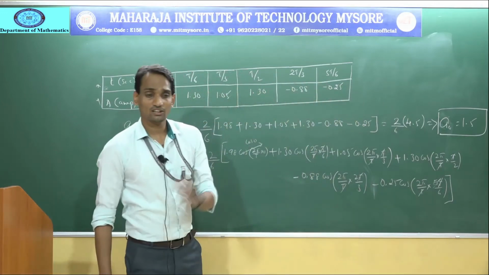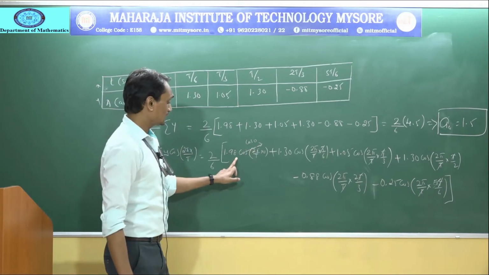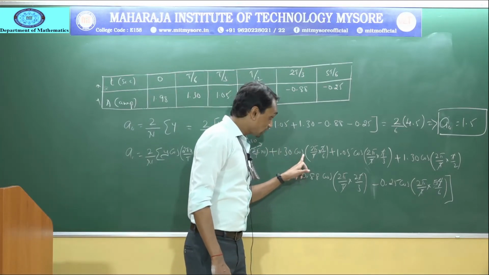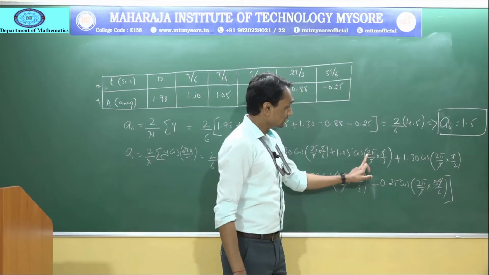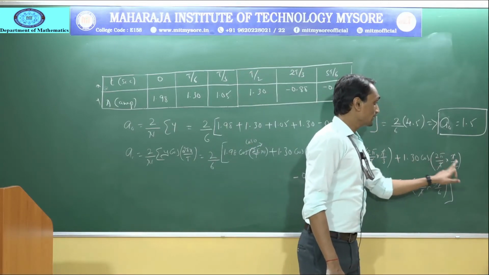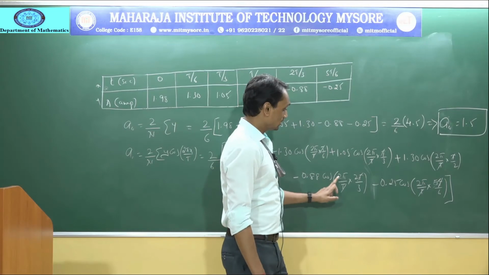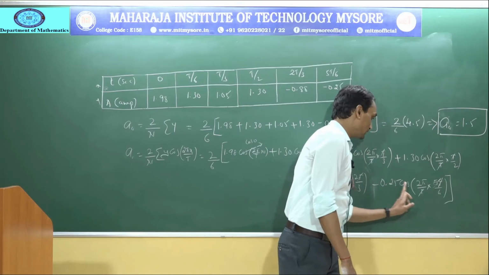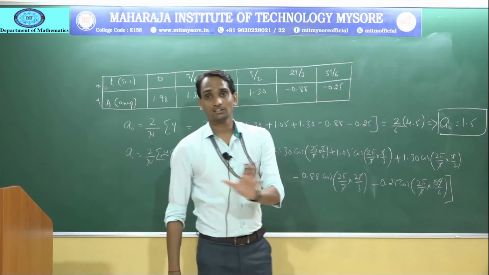Now in Calc you calculate all the values directly. That is 1.98 into cos 0 plus 1.30 into cos of 2 pi by 6, plus 1.05 into cos of 2 pi by 3, plus 1.30 into cos of 2 pi by 2, plus minus 0.88 into cos of 2 pi into 2, that becomes 4 pi by 3, minus 0.25 into cos of 2 into 5, that becomes 10 pi by 6. Directly substitute all these values in Calc.